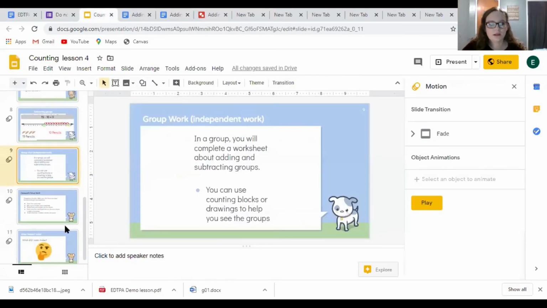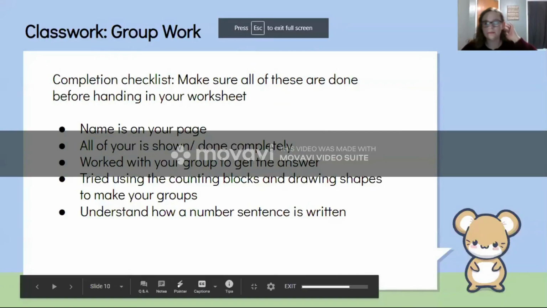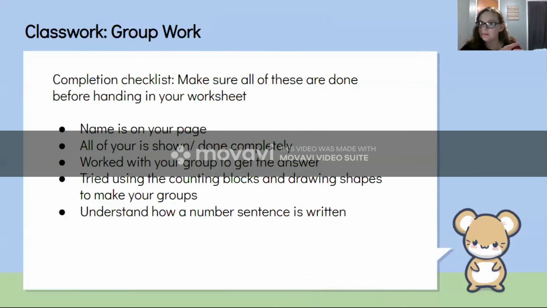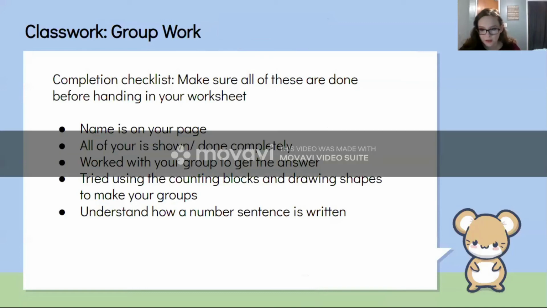This is going to be the checklist of students that will be on the board. It will be what's expected before they hand in their assignment. All my assignments will have some kind of checklist the kids can review before they hand in, to make sure they have everything completed. So it's your name on the paper, show your work and make sure it's complete, and work in the group to get the answer. Don't work by yourself or wait for other people to give you the answer. Try to use the counting blocks and try to draw, because sometimes you will have the counting blocks, sometimes you won't, and you have to be able to draw.